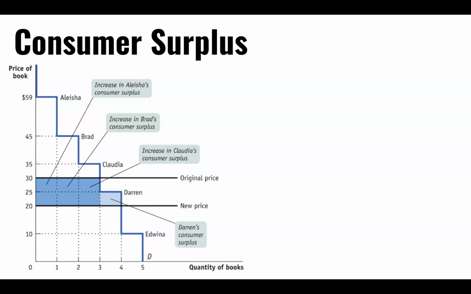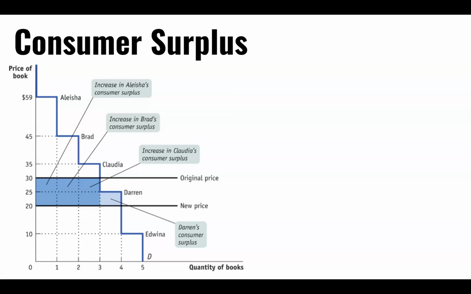If the price were to drop from 30 to 20, we would see an increase in consumer surplus for two reasons. One, because now Darren is buying a book. He wasn't willing to pay 30, but now he's willing to pay 20, right? He's willing to pay 25. So if the price is 20, Darren has $5 in consumer surplus, but every other person before him is getting an increase in consumer surplus because the price is even lower than before.